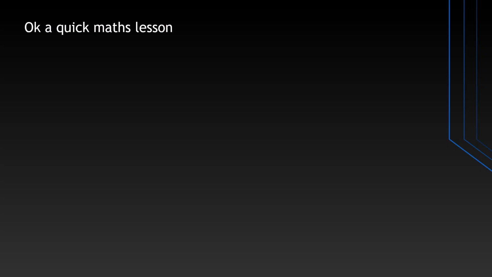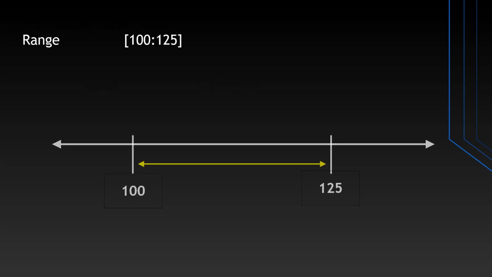Oh, we need a quick maths lesson. A range with square brackets. The square brackets are drawn as colored in circles on the number line. And means that the number is included in the range. So a variable in this range can be 100, but it cannot be 99. It can be 112 and 124 and 125, but not 126.